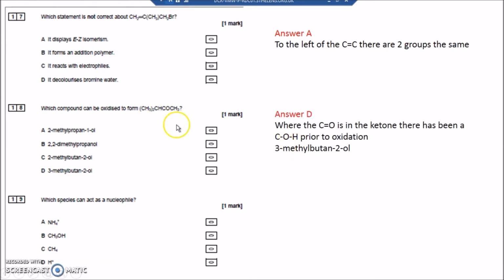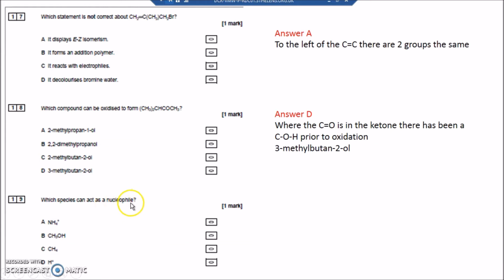So the answer is 3-methyl. The methyl's there at carbon number 3, but there's once upon a time been an OH on carbon number 2 before it's been oxidized from a secondary alcohol into a ketone by acidified potassium dichromate, and the answer is D, 3-methylbutan-2-ol.